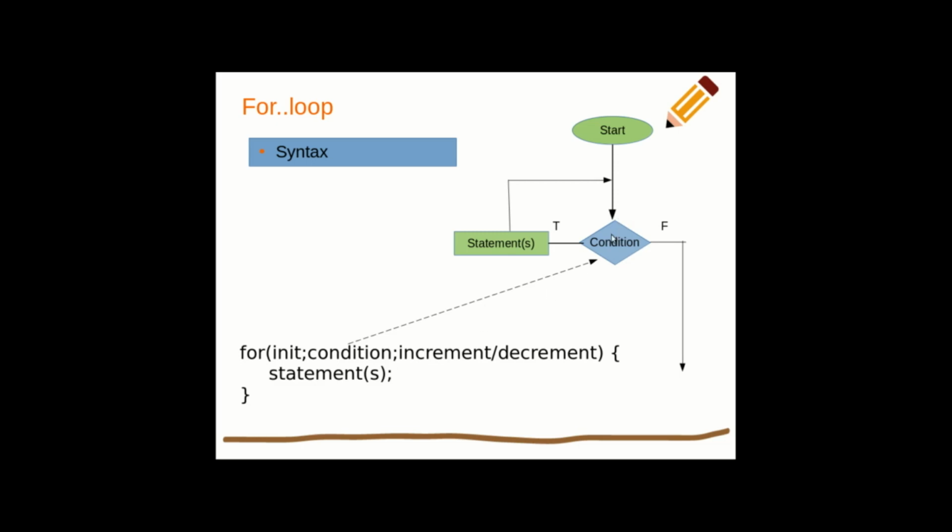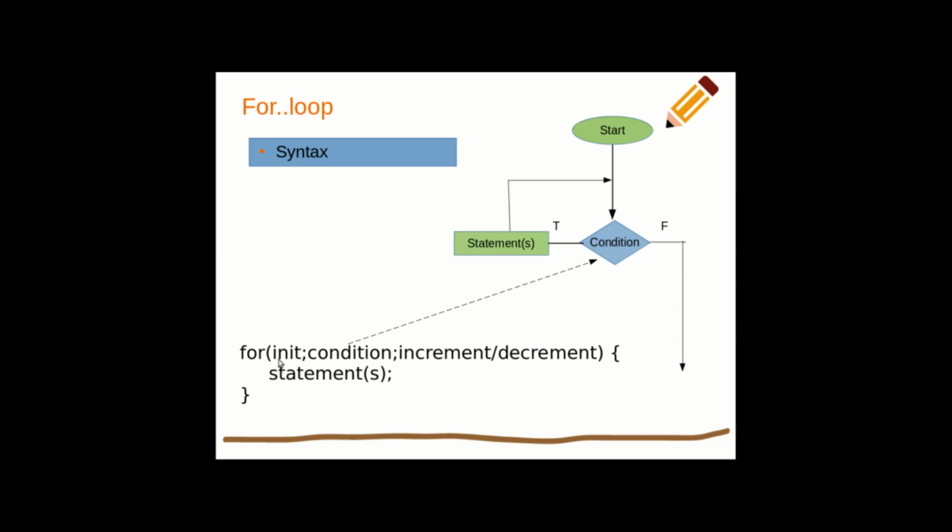Now, if the condition is met, again I'm saying, that is, if it evaluates to true, we execute the statement and then loop over again, test the condition. If it evaluates to true, execute the statement or statements, loop again, until such a time that the condition is not met, and only then do we exit this particular loop.